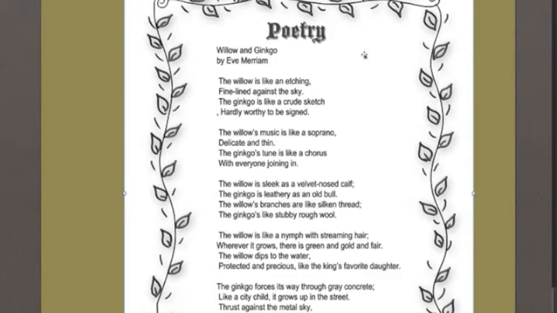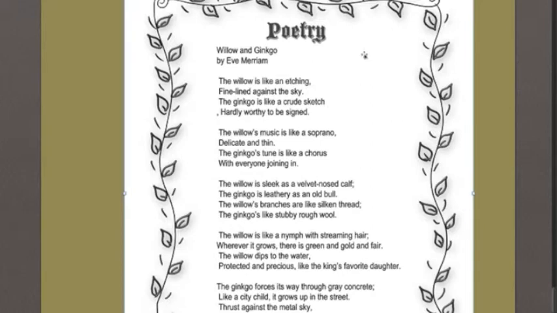Willow and Ginkgo by Eve Merriam. The willow is like an etching, fine lined against the sky. The ginkgo is like a crude sketch, hardly worthy to be signed. The willow's music is like a soprano, delicate and thin. The ginkgo's tune is like a chorus, with everyone joining in.